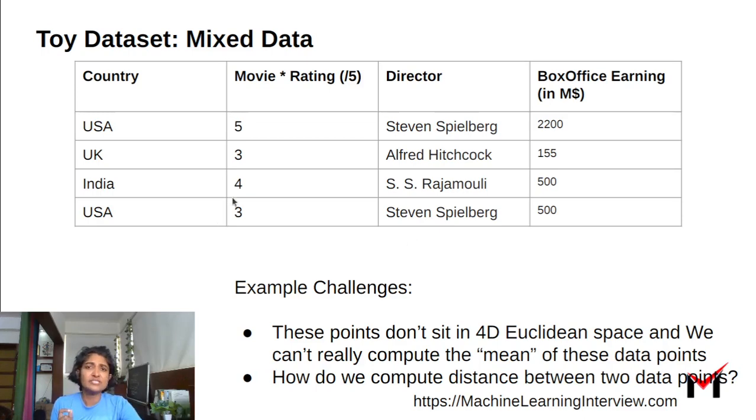Right? So you cannot put this data directly in a 4D Euclidean space. So an even more basic thing is, what is the notion of distance between 2 points when you have a data set like this? For instance, how do I find out whether the first row is closer to the second row or the fourth row? It looks like the first row and the fourth row are similar, but how do I formalize that? Right? So these are some challenges working with mixed data.